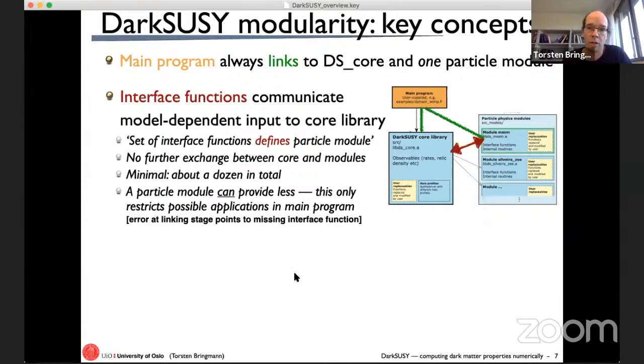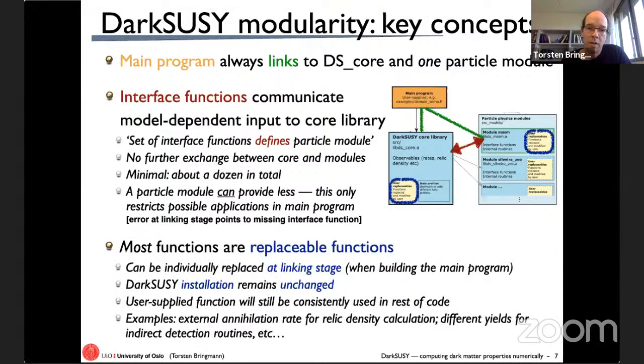So for example, if you want to calculate the relic density, you can calculate the relic density for a new particle model that is not included in DarkSUSY, and you don't have to worry about having to implement a whole particle module and all the functions that you may need for that. You only need to supply the invariant annihilation rate. And this is an example that I will get back to, and then the core library already knows exactly what to do about this.